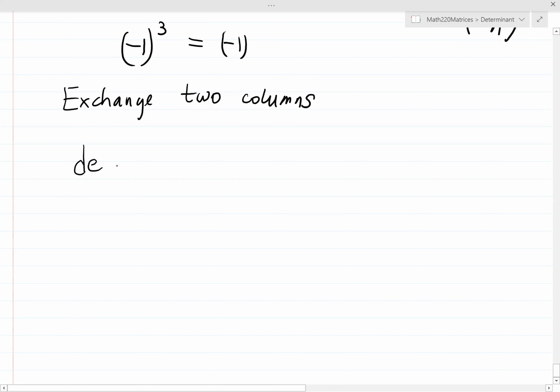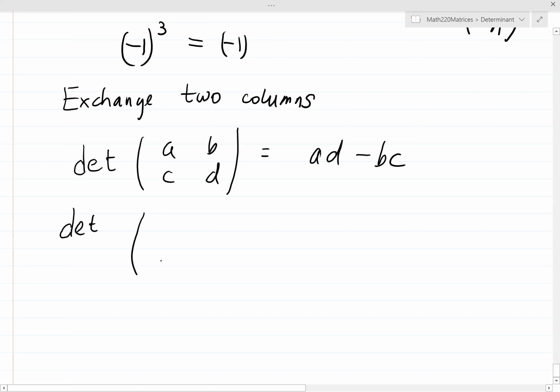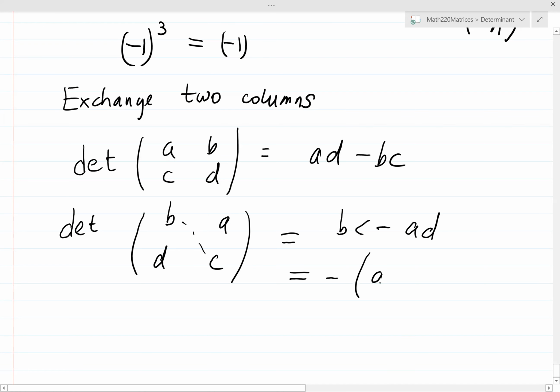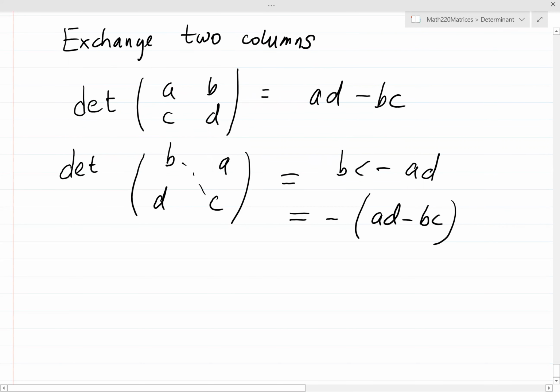So you see, we take the determinant of ABCD. We get AD minus BC. Now, if we switch the first column with the second column, BD, AC, according to the definition you get BC minus AD. This is actually negative (AD minus BC), which is negative the determinant of the first matrix. So you also get this rule: if you switch two columns, then the determinant differs by -1.